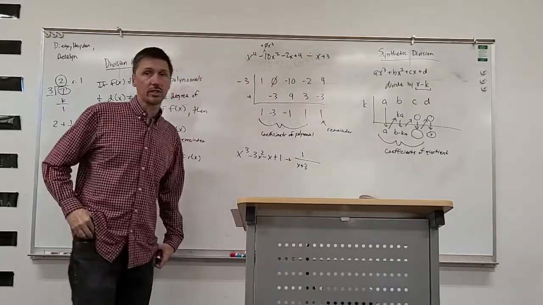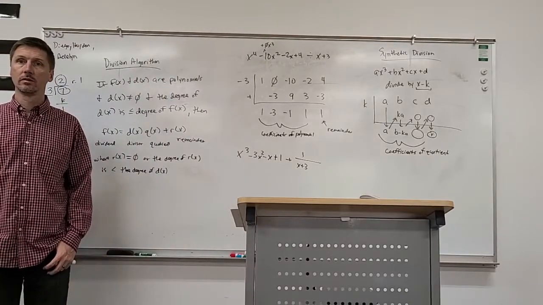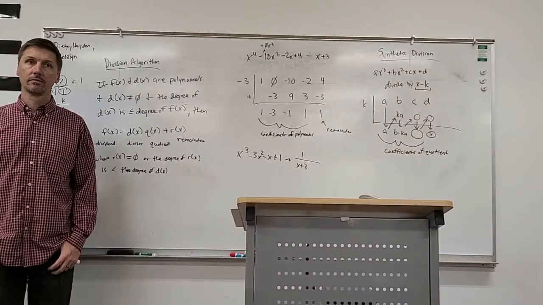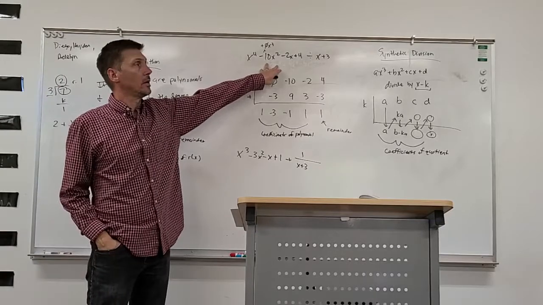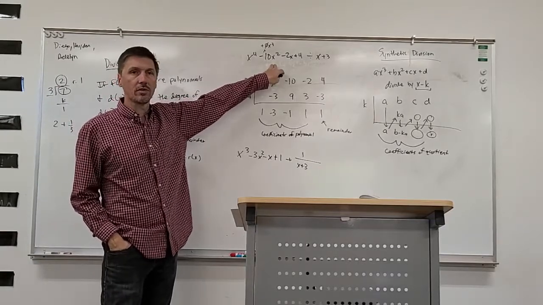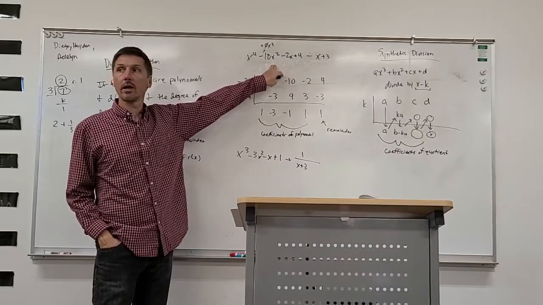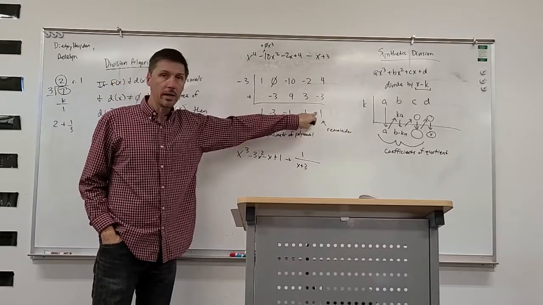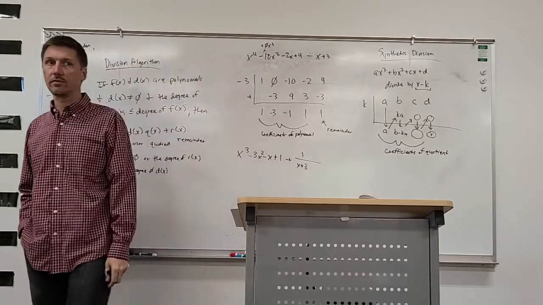Is x plus 3 a zero of this polynomial? Is negative 3 a zero of this polynomial? It's not. Why not? Because there's a remainder, right? This has to be 0 if it is in fact a 0.